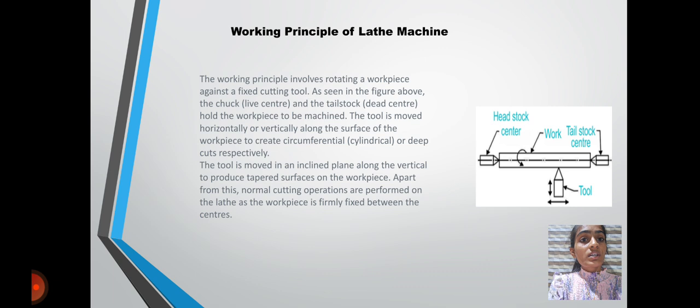As seen in the figure above, the chuck and the tailstock hold the workpiece to be machined. The tool is moved horizontally or vertically along the surface of the workpiece to create circumferential or deep cuts respectively. The tool is moved in an inclined plane along the vertical to produce tapered surfaces on the workpiece. Apart from this, normal cutting operations are performed on the lathe as the workpiece is firmly fixed between the centers.